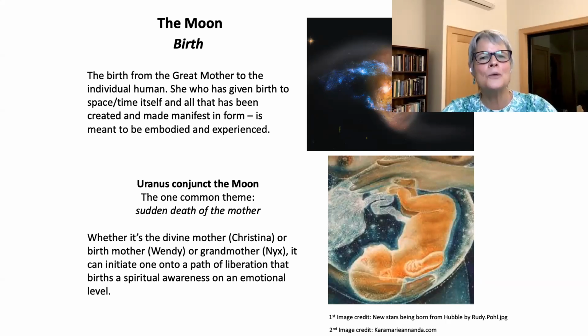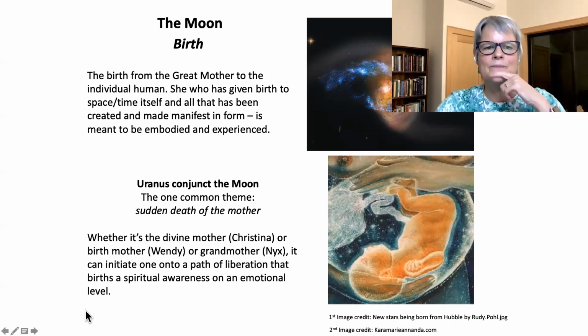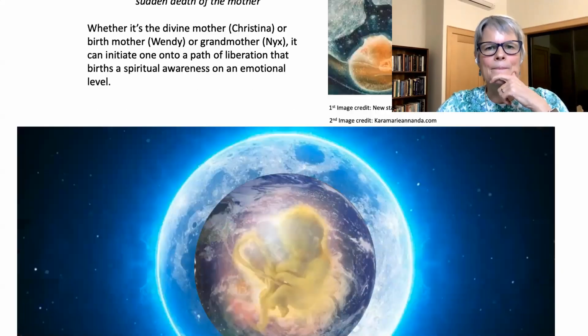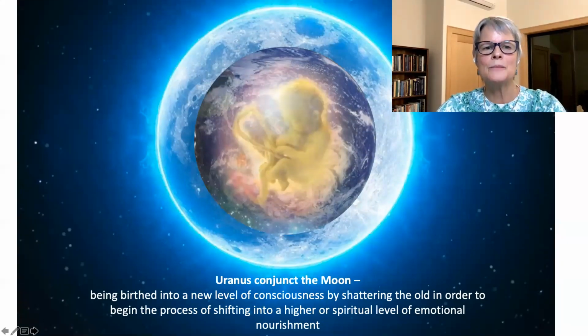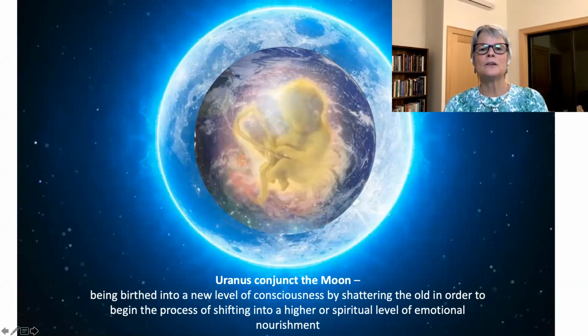So the moon can initiate one onto a path of liberation that births a spiritual awareness on an emotional level. Okay, that's the integration of the Uranus and the moon. Uranus conjunct the moon, being birthed into a new level of consciousness by shattering the old in order to begin the process of shifting into a higher or spiritual level of emotional nourishment. Okay, this will make more sense in a bit.